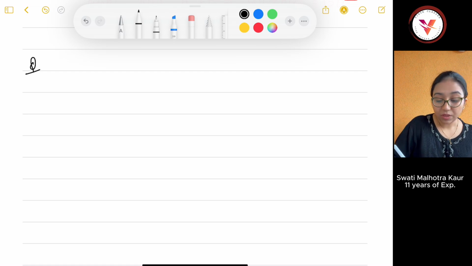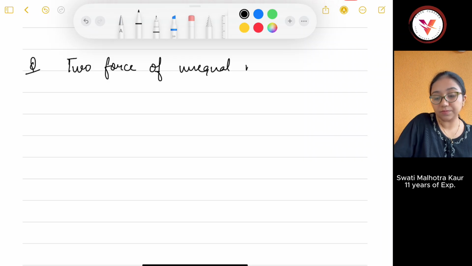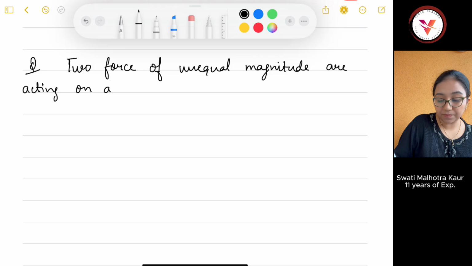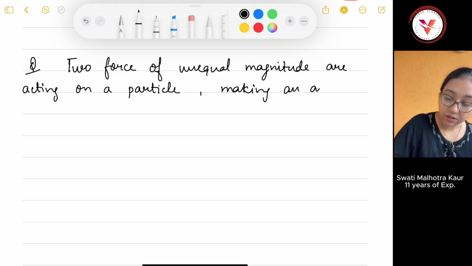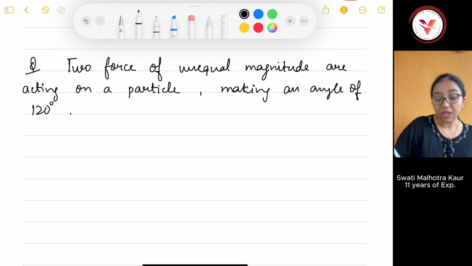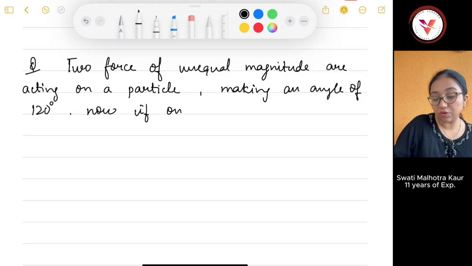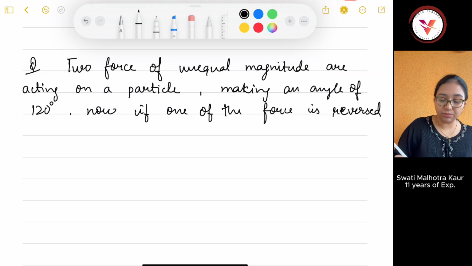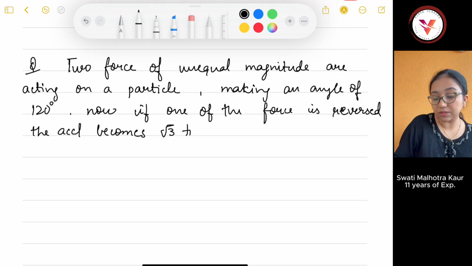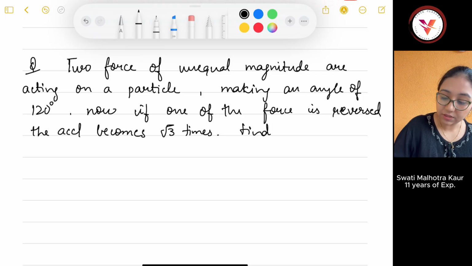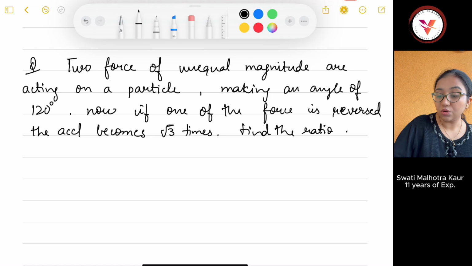So the first question is: consider two forces of unequal magnitude acting on a particle, making an angle of 120 degrees with each other. Now, if one of the forces is reversed, the acceleration becomes root 3 times. Find the ratio of the two forces.